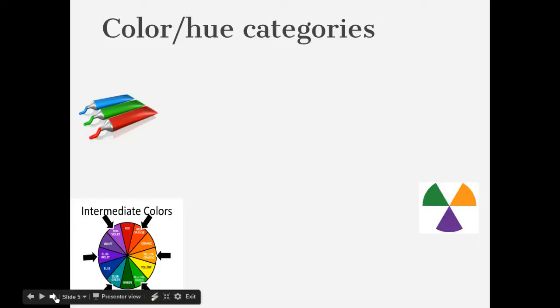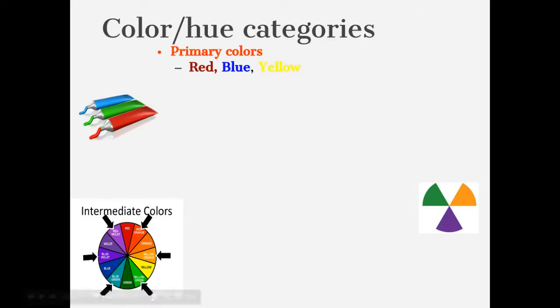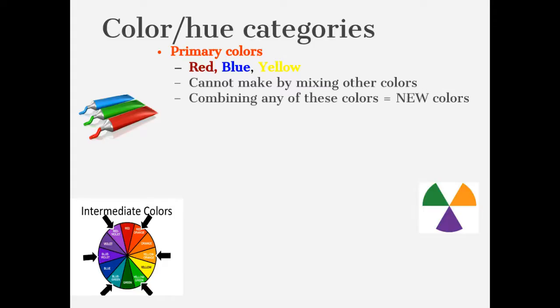So colors, which are also known as hues, are in several categories. First, you have the primary colors, which consist of red, blue, yellow. These are primary colors because you cannot make them by mixing any other color. However, you can combine red, blue, and yellow in various orders and amounts to create brand new colors.